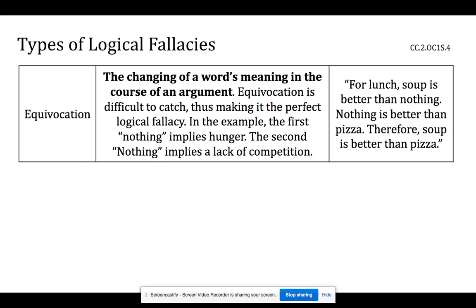Oh, I love this one. So this one, equivocation, means the changing of a word's meaning in the course of an argument. This one's kind of funny. It says, "For lunch, soup is better than nothing. Nothing is better than pizza. Therefore, soup is better than pizza." No one would ever agree to that because the word nothing, it's a, oh, pickle, I forgot what the word is.